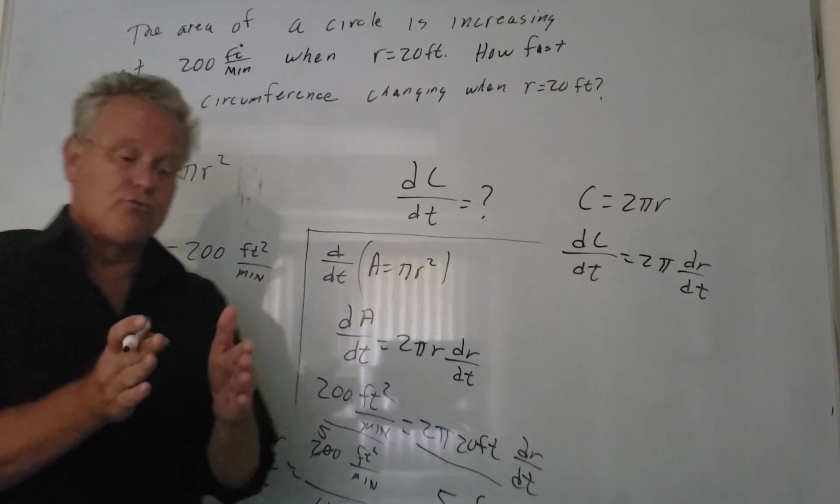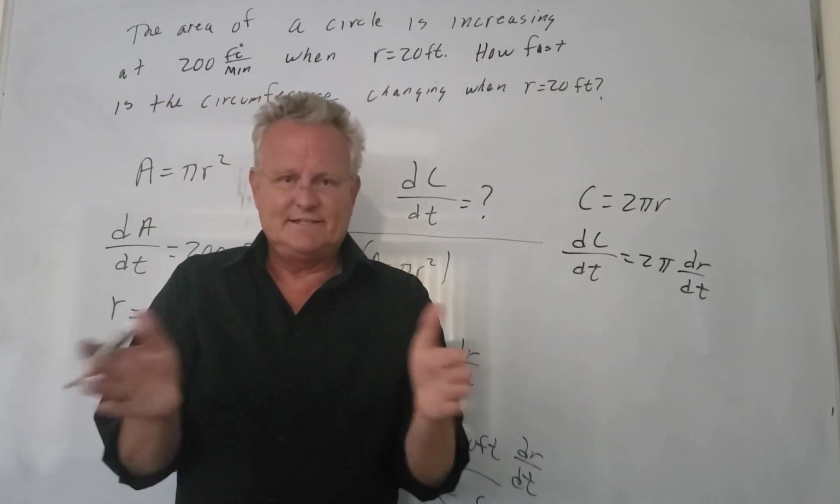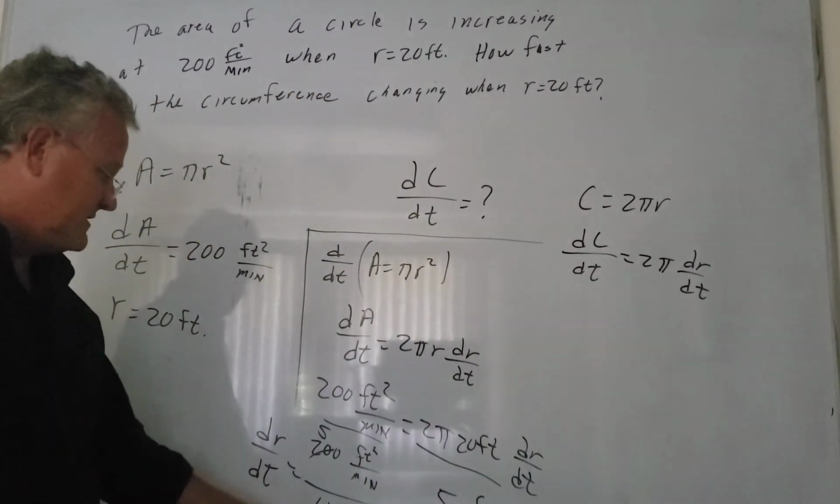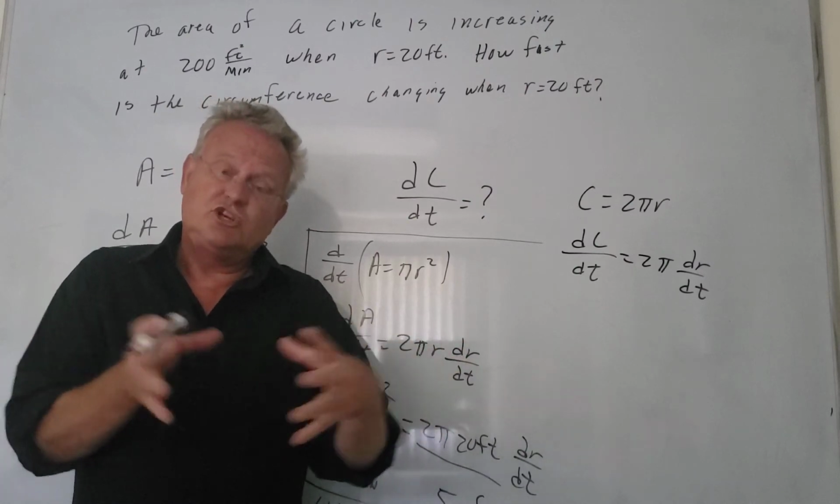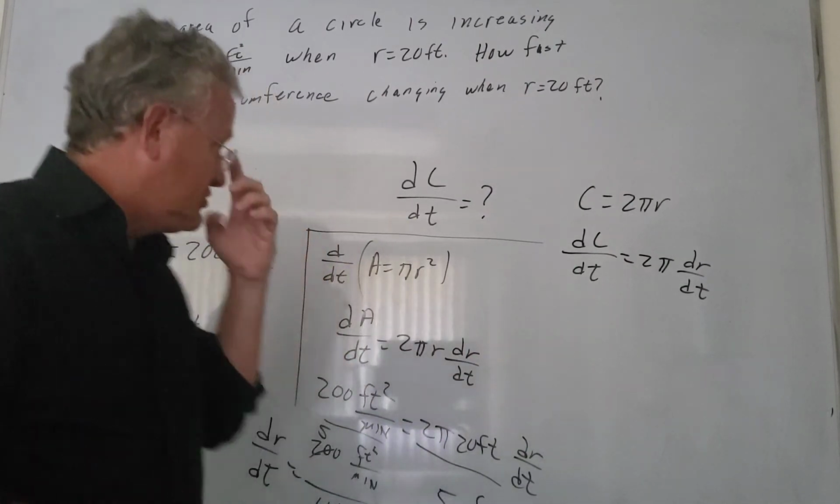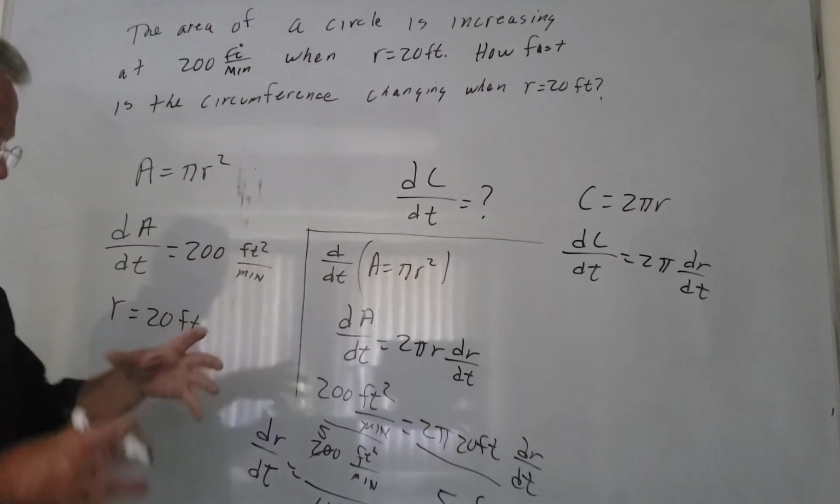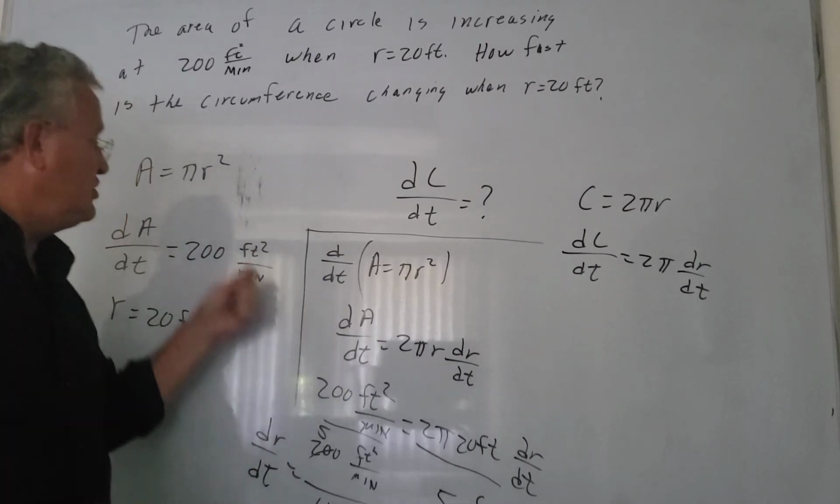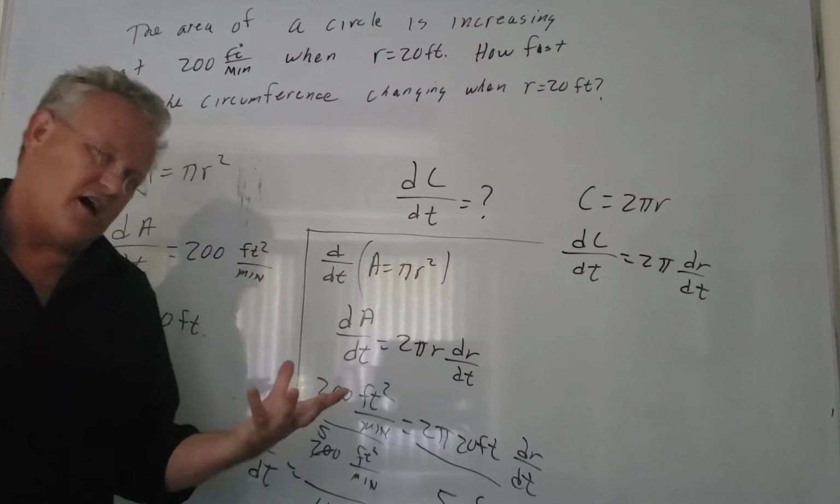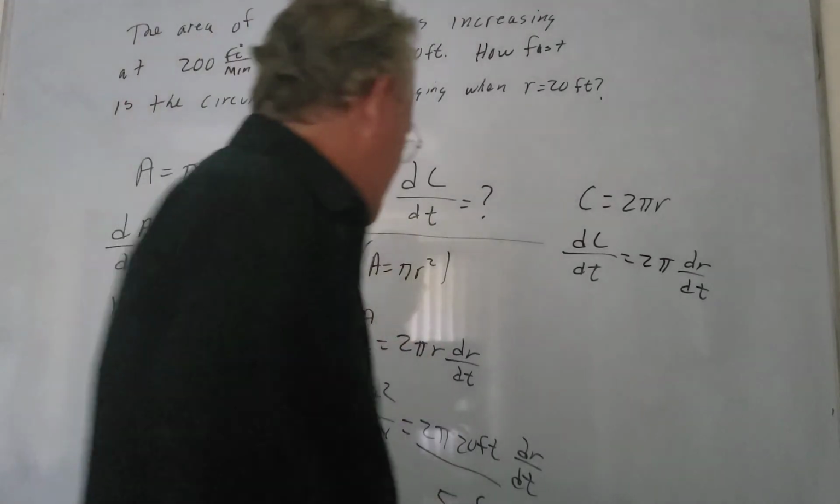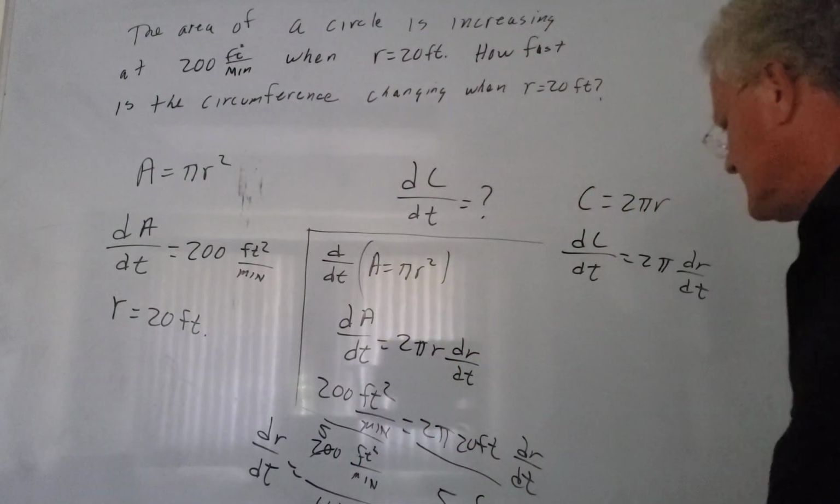Now notice the radius is just a distance. So these units make sense. Feet per minute, that's the unit for changing distance. Square feet per minute is area changing. Cubic feet per minute would be volume change, the rate at which volume changes. So keep an eye on your units, make sure they make sense.